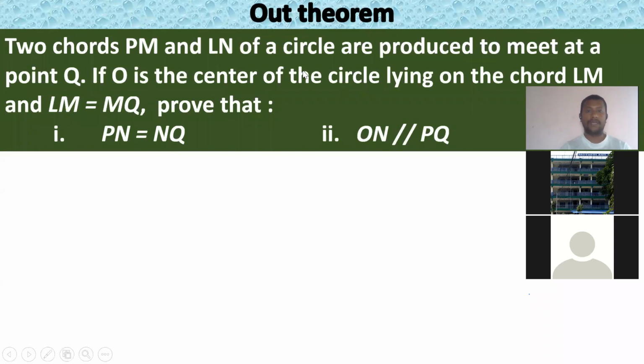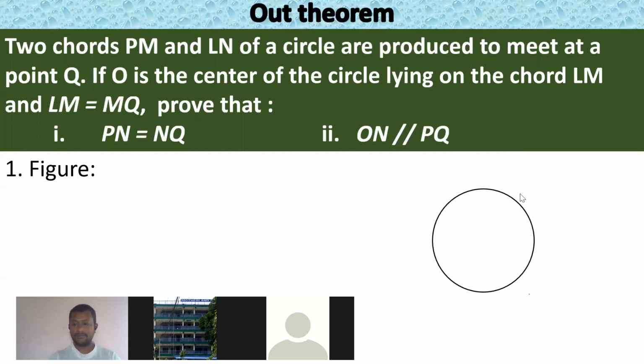We haven't been given the figure. The question is like this, so we need to sketch the figure ourselves. So let me go ahead. First, number 1, the figure of the solution. So we need to construct a figure. Take a circle, and take one chord PM and another chord LN, producing them up to Q as given in the question, which meet at Q.